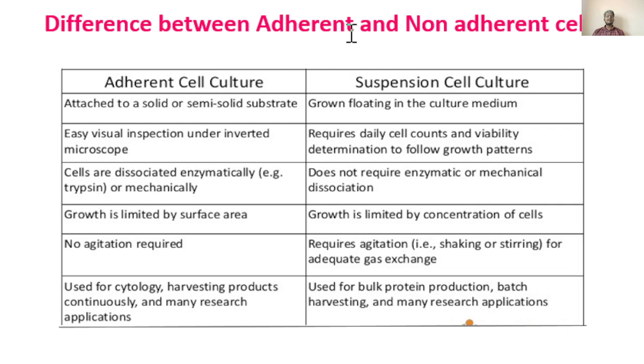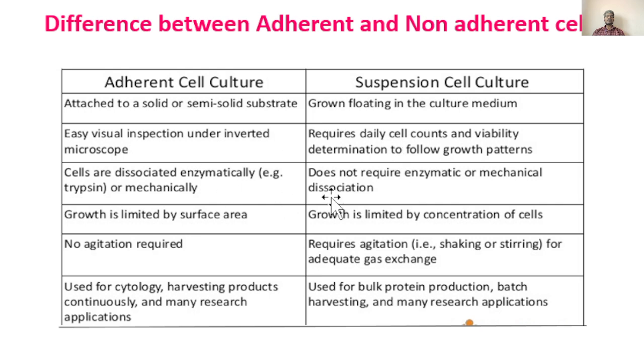Difference between adherent and non-adherent cells. There are two types of cells: one is adherent cells, the other is suspension cells. Adherent cells, as the name implies, need attachment to some solid or semi-solid support. Suspension cells, as the term implies, remain suspended in the media and do not attach to the substratum, rather they go and sit on the surface, where they divide radially.